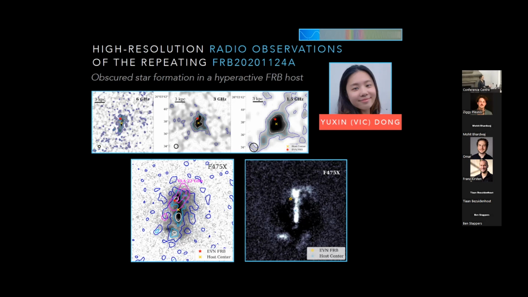Vic Dong, who is here at the conference, is leading a high-resolution radio study of this host galaxy. The idea is we really want to understand the local environment around the FRB. In this case, we are finding that the FRB is in a particularly dust-obscured environment. And so we ultimately want to understand what that implies about its progenitor and how that might connect back to its hyperactivity.